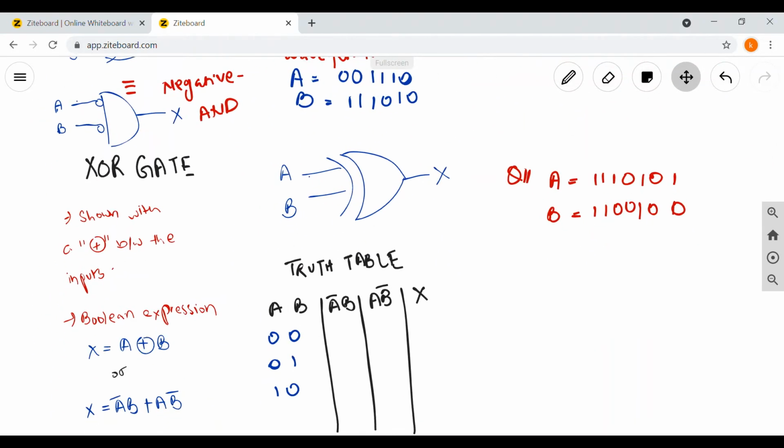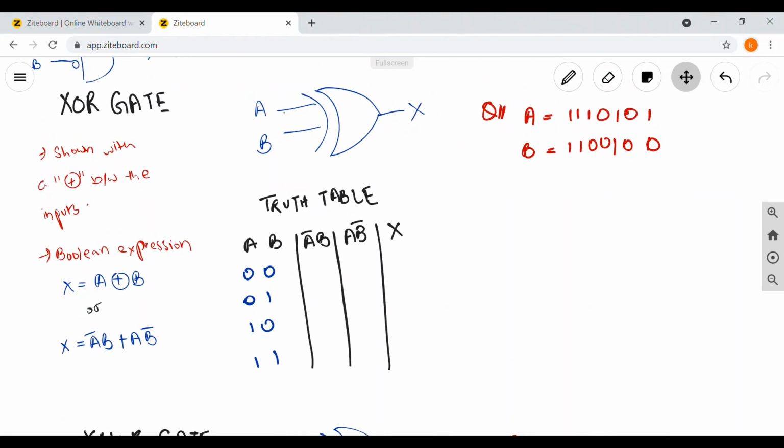And then the next gate that we have is the XOR gate. The XOR gate is also a combination of 3 gates, which is the AND gate, the NOT gate, and the OR gate. And this is shown with a plus and a circle around the plus between the inputs, and we can derive the Boolean expression like this, or the full form of this expression is a bar b plus a b bar. Right, and this is the symbol used for the XOR gate.